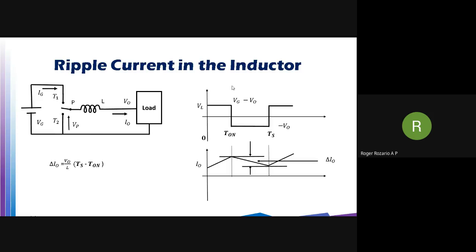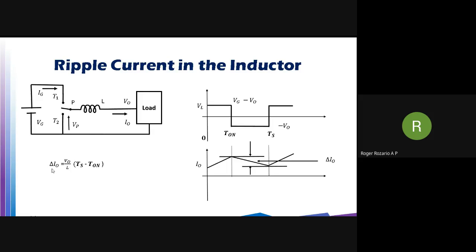We found the current ripple. What is the voltage across the inductor? V is equal to L into di by dt. If I want to find the current I, it is 1 by L integral V dt. Here, V naught is the output voltage during the second subperiod. And what is the duration of the subperiod? It is Ts minus T on. So that is the current ripple.